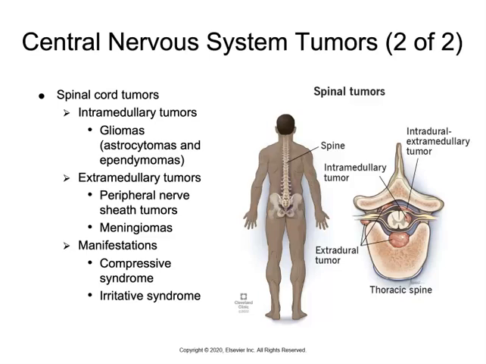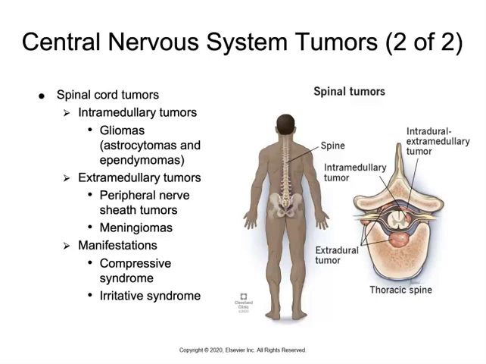So we can have intramedullary tumors such as gliomas, including astrocytomas and ependymomas, which arise in the spinal cord itself. Our extramedullary tumors, like our peripheral nerve sheath tumors and meningiomas, develop outside of the spinal cord, but can still cause significant compression. And these tumors can lead to two key clinical syndromes.